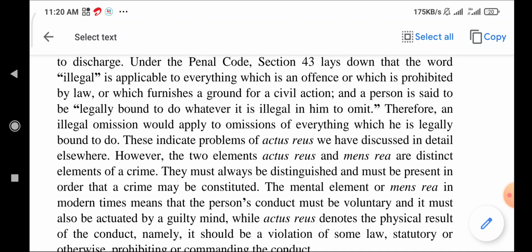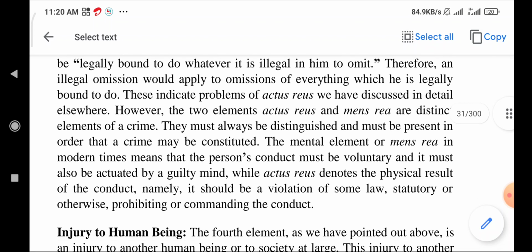The mental element, or mens rea, in modern times means that a person's conduct must be voluntary. It must also be actuated by a guilty mind. While the actus reus denotes the physical result of the conduct, namely it should be a violation of some law, statutory or otherwise, prohibiting or commanding the conduct.